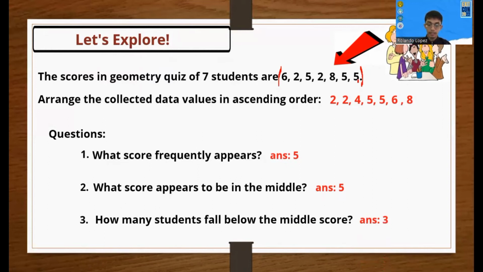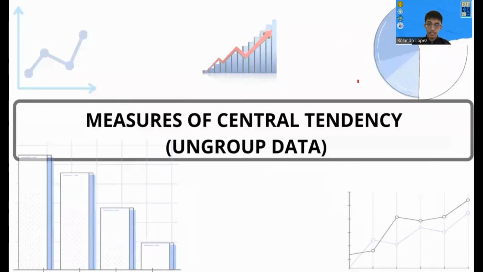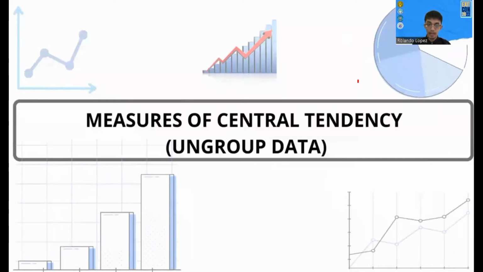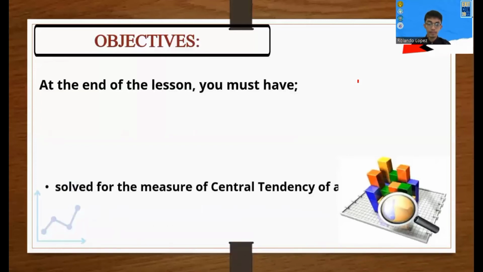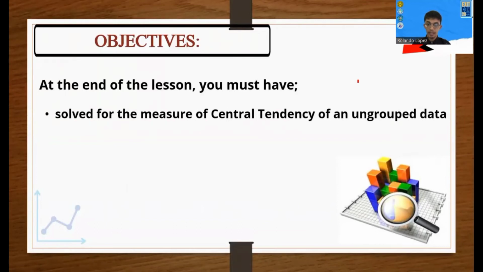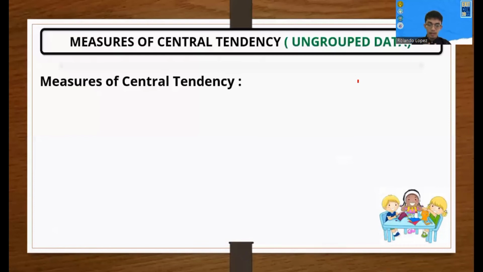Class, the questions you answered are related to our topic for today, which is measures of central tendency of ungrouped data. For our objective, at the end of the lesson, you must have solved for the measure of central tendency of an ungrouped data. Now, what is ungrouped data? When you hear the word ungrouped data, what comes to your mind? Yes, correct. Ungrouped data are data that have not been arranged in ascending or descending order or not arranged in interval form.